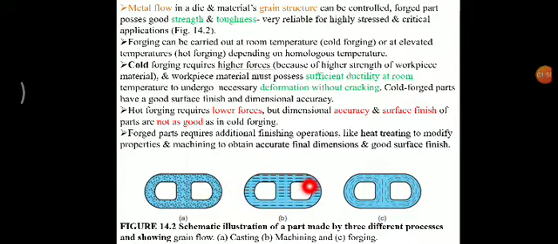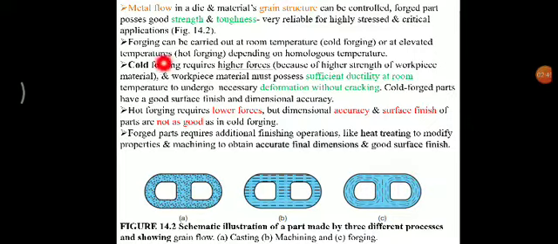But if you want better properties compared to the cast component or the machined component, you have to go for the forging process. In forging, if you manufacture a component of this kind of shape, because of the forging, the metal grains flow like this around the sections, and they have continuity. Because of this continuity, they offer more strength.